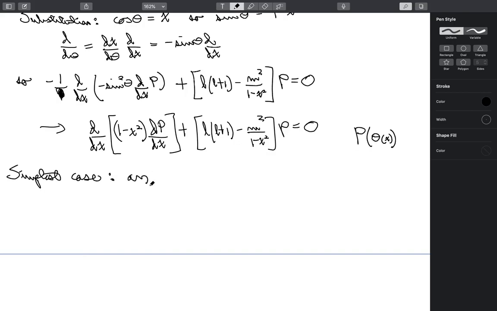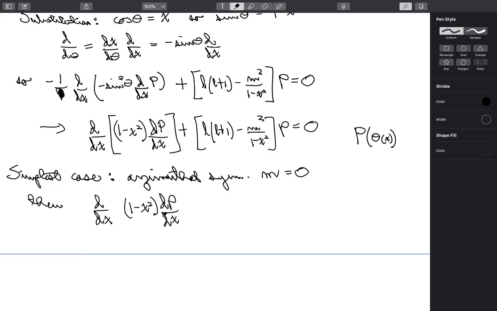Now, the simplest case that we have here is the one where we have this azimuthal symmetry, and the coefficient m is equal to 0. So we then end up with a slightly simpler equation: d/dx of (1 minus x squared) dp/dx plus L times (L plus 1) p is equal to 0.